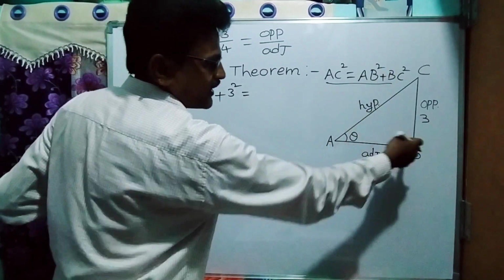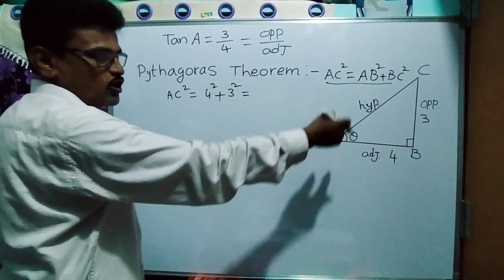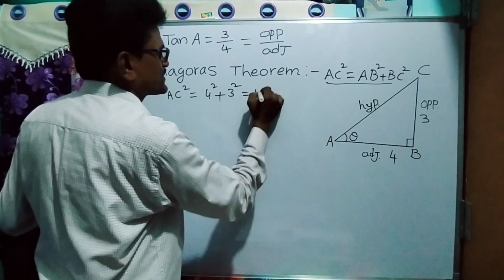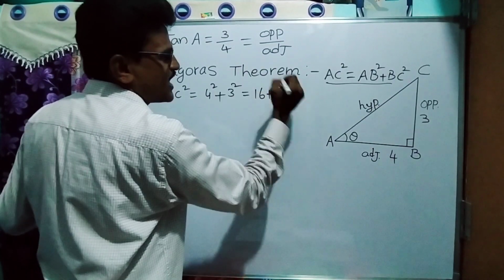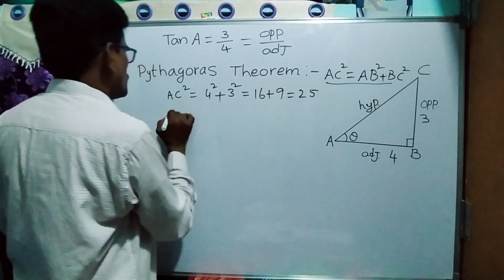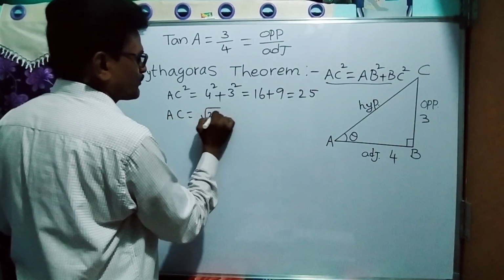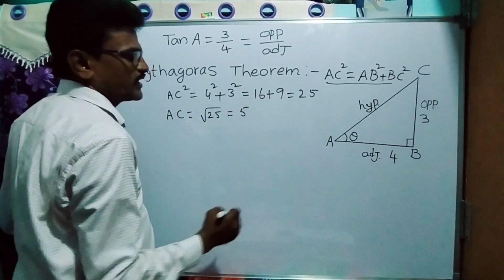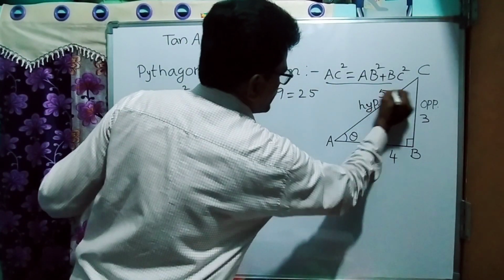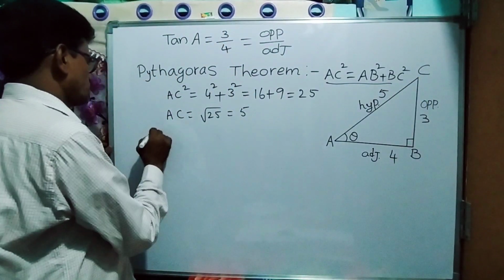What is AC square? AB square plus BC square. 4 square plus 3 square. 4 square is 16. 3 square is 9. Total 25. Now what is AC? Root of 25. It is 5. Okay. So how much hypotenuse are you getting? It is 5.